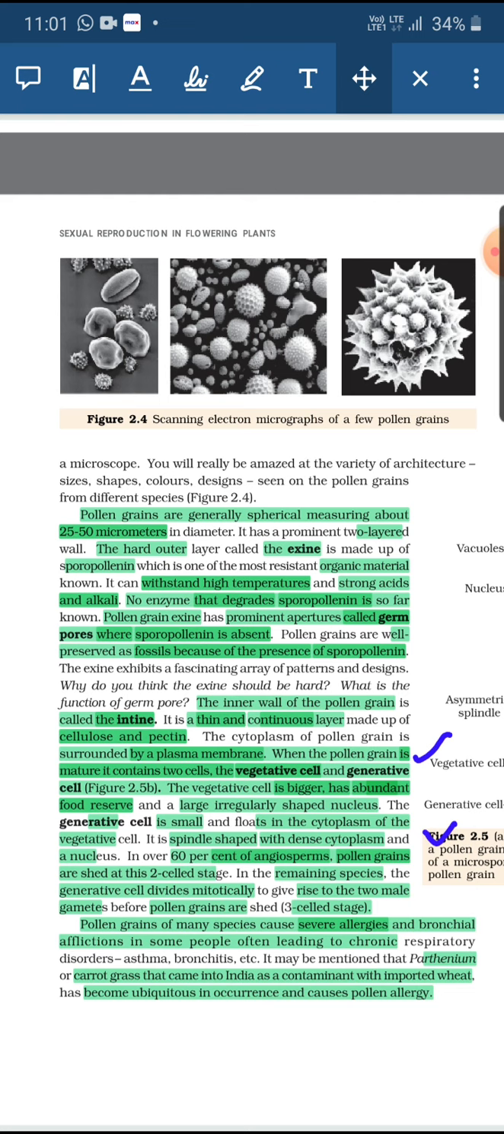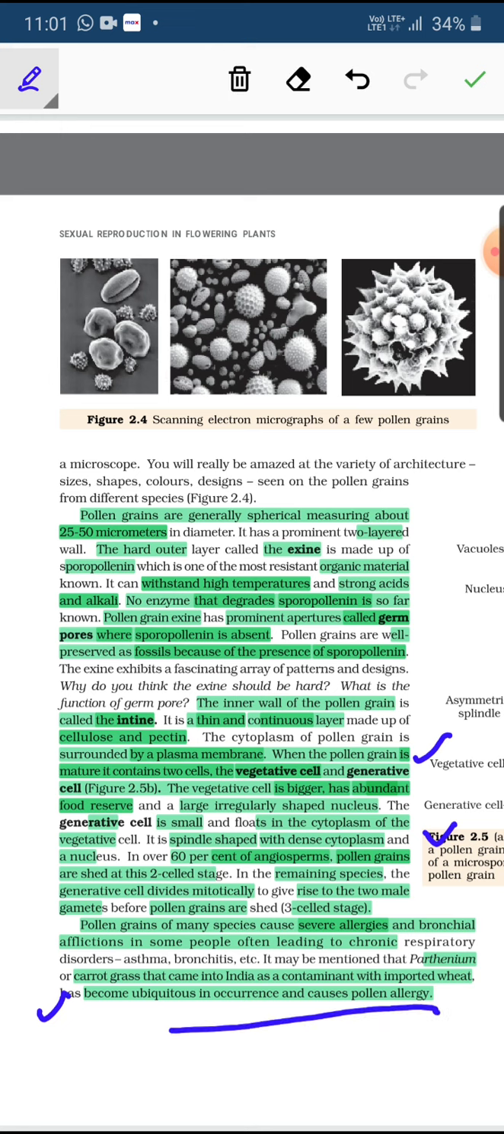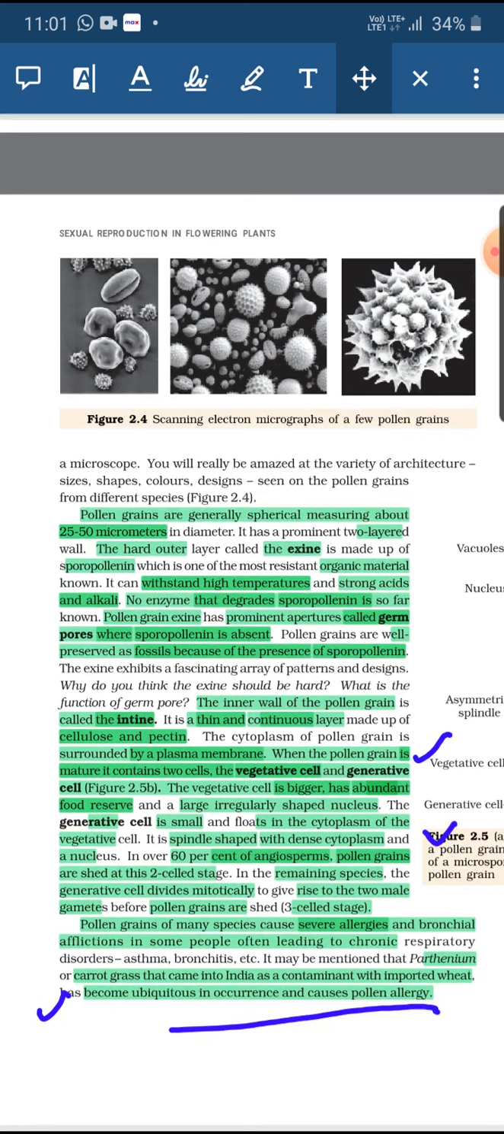Okay, now you know about the Parthenium plant. That is a type of weed. We call it carrot grass as well. It came into India as a contaminant with imported wheat, and it is now present in large amounts. It is one of the causes of pollen allergy. So this plant we call carrot grass. It is a type of weed, and it is a reason for pollen allergy in many areas.